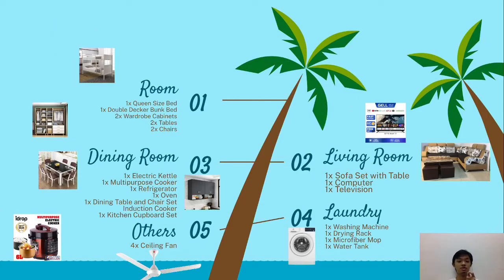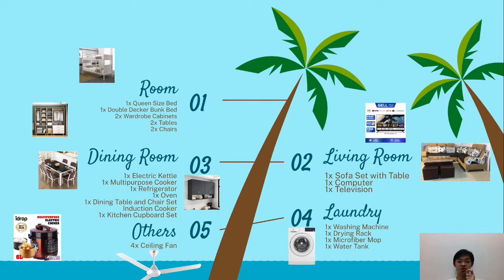So we divide the raft house into 4 spaces, which are the room, the dining room, the living room, and also the laundry. First of all, in the room, we got 1 queen size bed, 1 double-decker bunk bed, 2 wardrobe cabinets, 2 tables, and also 2 chairs for the study.